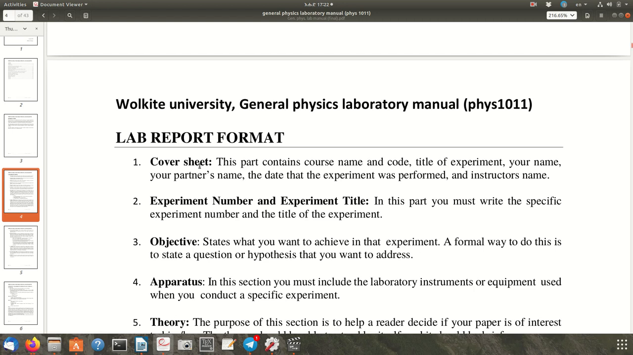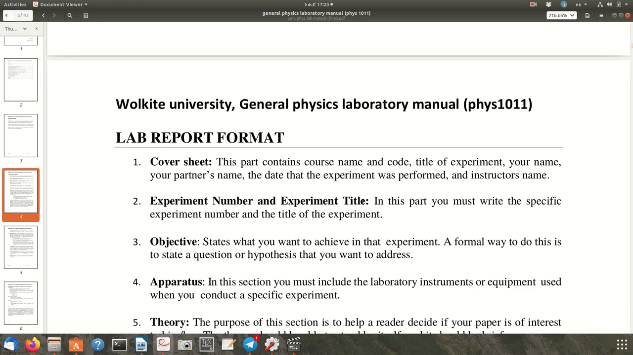The first is the cover sheet. It contains the code of the course and the title of the experiment you're conducting. If you are conducting the experiment alone, you should write your name, or if you are conducting the experiment in a group, the list of students that conduct the experiment has to be written. Again, the instructor's name and assistant's name also have to be written upon the cover sheet.